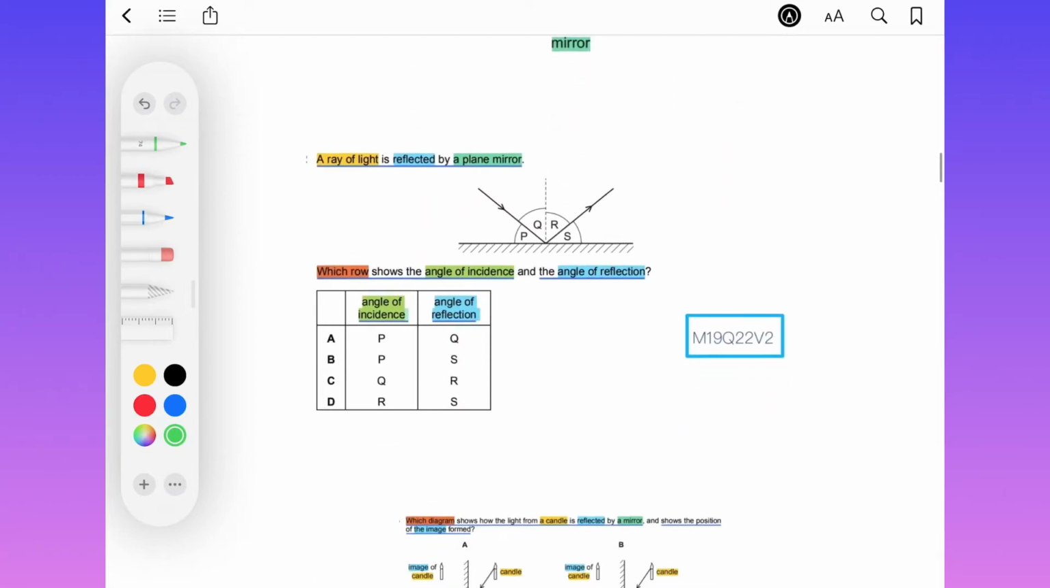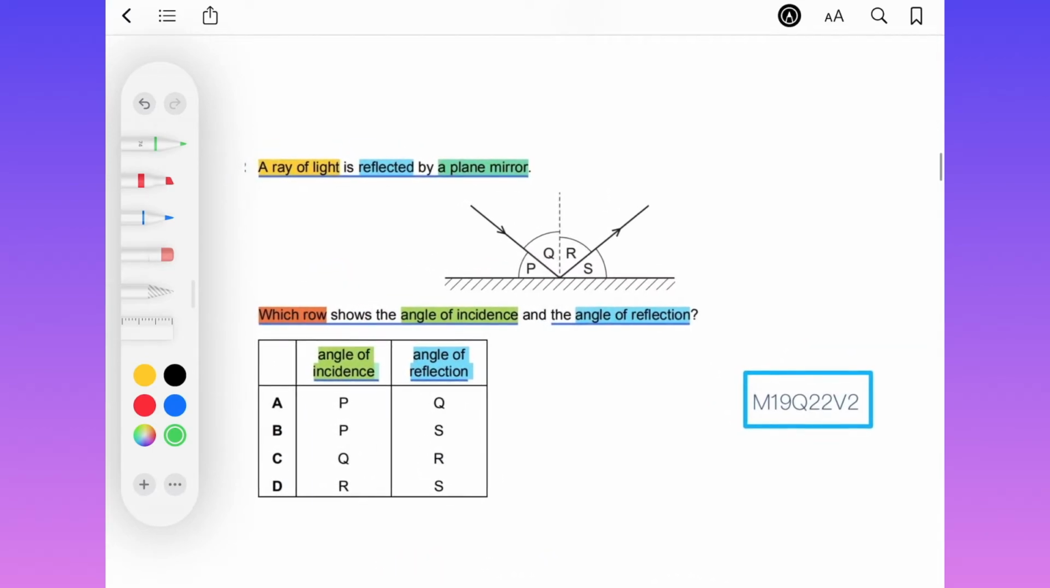Okay. Question 4 is asking you which row shows the angle of incidence and the angle of reflection. Okay, you have here the normal, and please don't get confused that you have Q and R, they should be equal. How do you know the angle of incidence? It's the angle between the incident ray and the normal. So Q is the angle of incidence. So the answer is C.